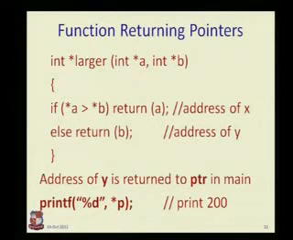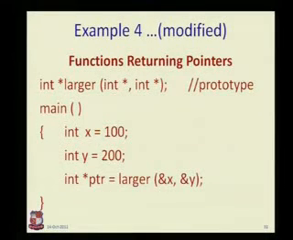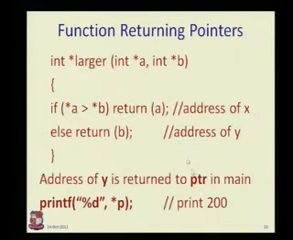int *larger(int *a, int *b). So now what does this do? This compares *a and *b. Now what are *a and *b? *a and *b are the values of x and y. Why? Because I am passing their addresses in this. This is the address of x, this is the address of y. I am passing these values. So this becomes the values after the star.